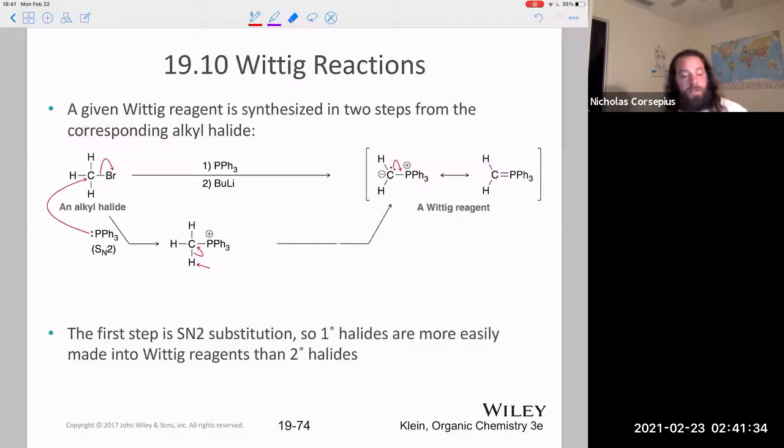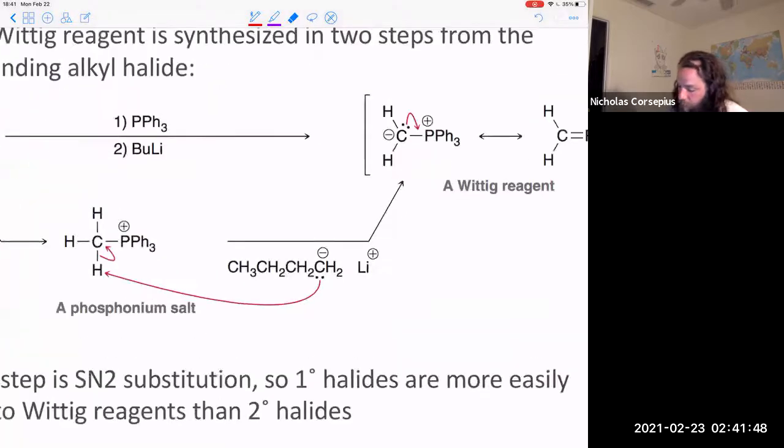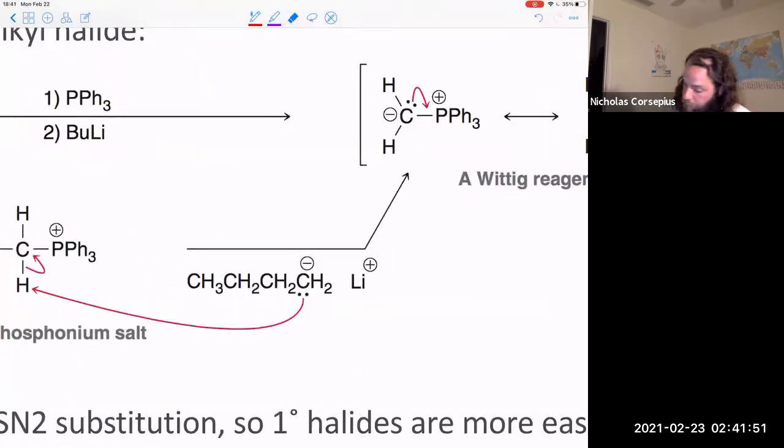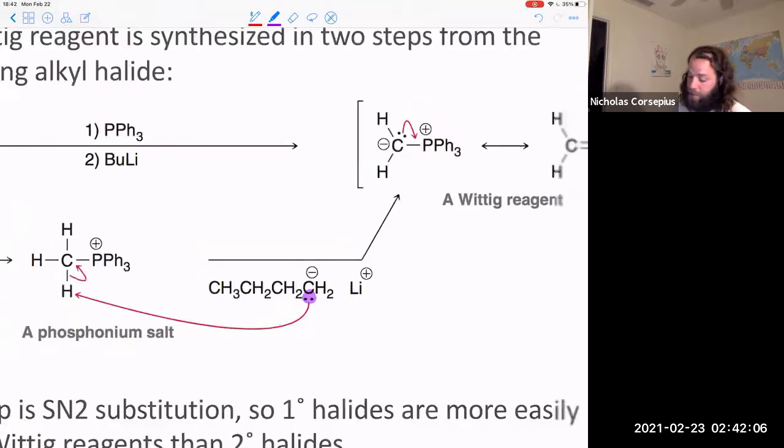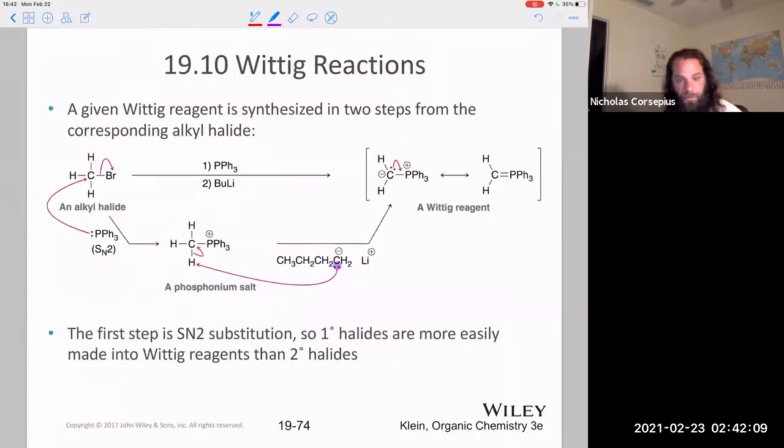Now you've got to deprotonate that carbon. That creates a phosphonium salt that you're going to have to deprotonate, and you're going to do that using this incredibly strong base right here, butyl lithium, where notice you have basically a butane that's had one of its hydrogens ripped off, leaving you with a carbanion. This is about as strong of a base as you could possibly get. Okay, so that hydrogen's really hard to remove off the phosphonium salt, but once you do, you're left with your Wittig reagent.